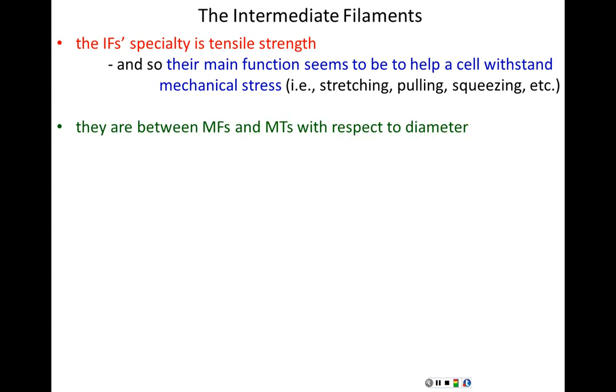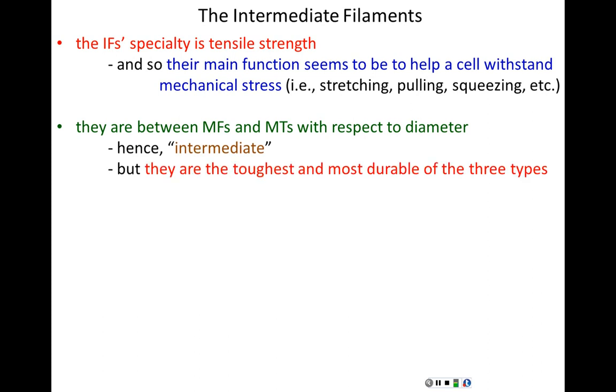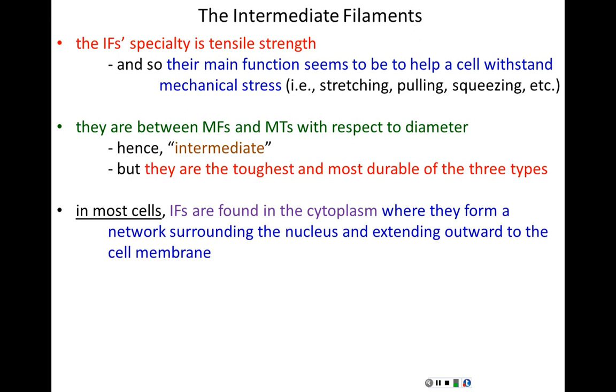So the cell is often the victim of all of these mechanical stresses, and intermediate filaments allow it to survive those. Intermediate filaments are so named because their diameter is between the actin filaments, which are the smallest, and the microtubules, which are the biggest. But although their diameter might be intermediate, their toughness is the highest of all 3. So intermediate filaments are the most durable of the 3 different cytoskeletal components.